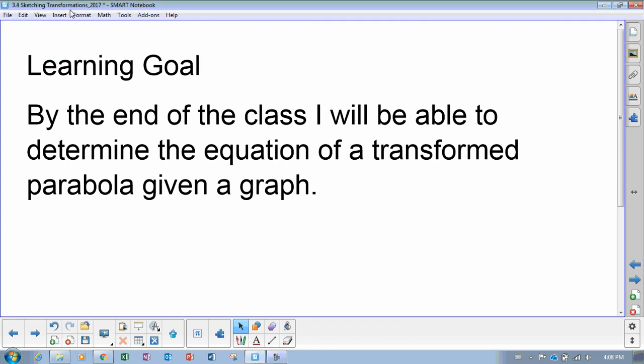Okay, so this is day 2 of transformation. Today we're going to focus more on, if we have the actual graph, figuring out what the transformations were, which ultimately means finding what the equation of that parabola is. So that's what we're working on today. It's kind of like the reverse of what we did yesterday.